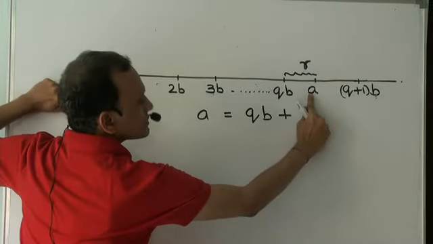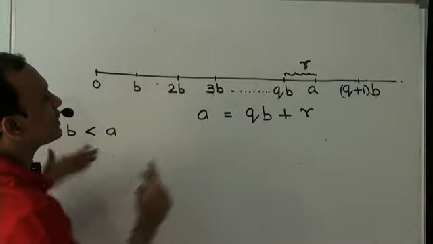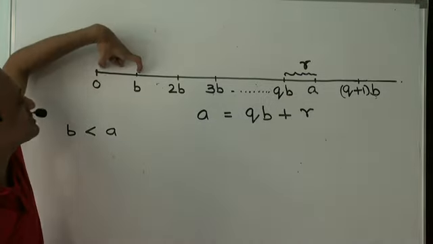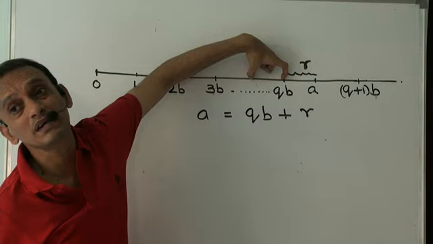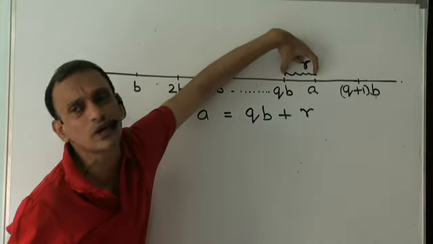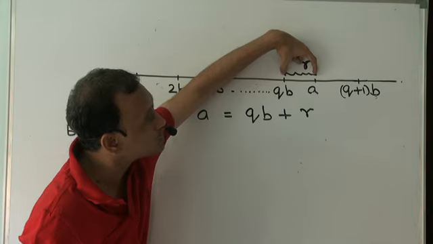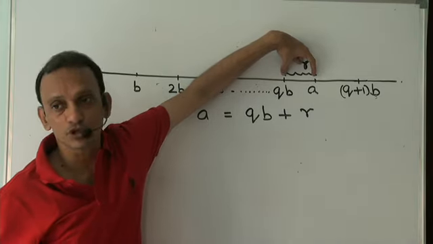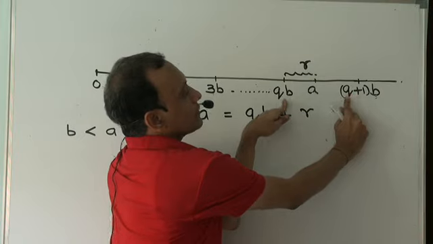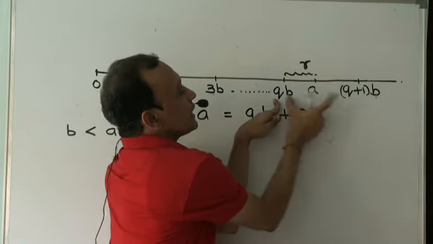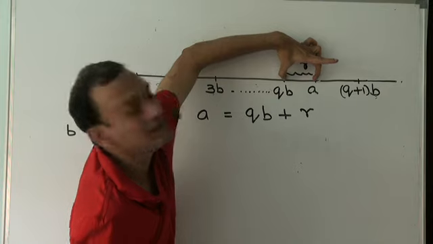See, a is a number represented on the real number line by this, and before a, there are a certain number of b's included. 1b, 2b, 3b. There are q times b included in this a, and then there is a residual portion. This portion is less than b. This length can be 1 unit, this can be 2 units, this can be 3 units, it can be up to b minus 1 units, because the next integer after qb, another b units, is going to be (q plus 1)b.